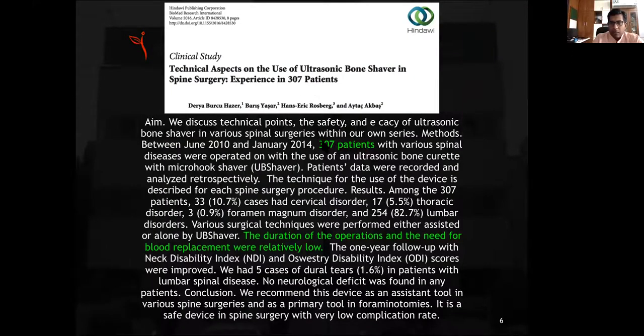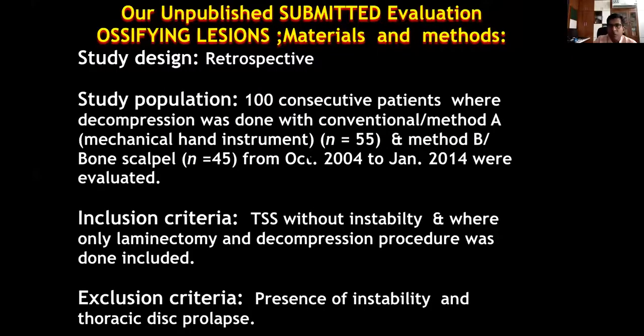These are the numbers. This is a large series of 307 patients, and again the duration of the surgery and the blood replacement have significantly been reduced. We have an unpublished evaluation, which we have just submitted, which was comparative. That's why I'm quoting it here. It is 55 patients with handheld traditional instrument surgery, and another 45 with bone scalpel based surgery, for only thoracic spinal stenosis between 2004 and 2014.